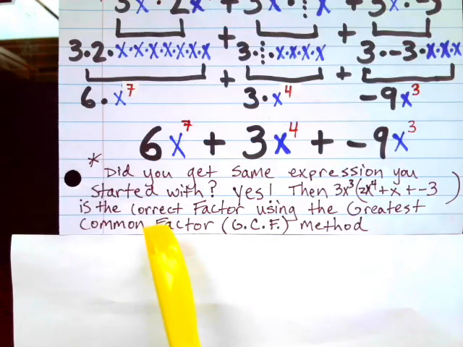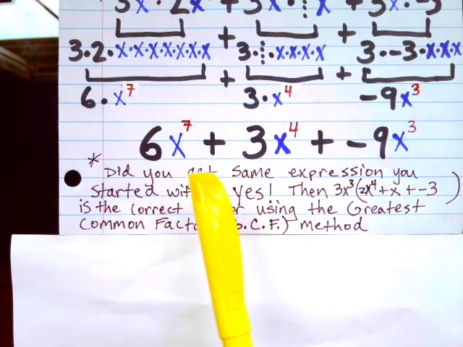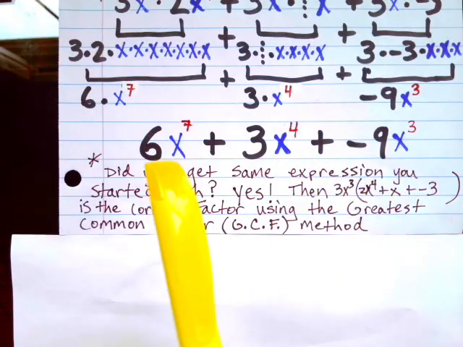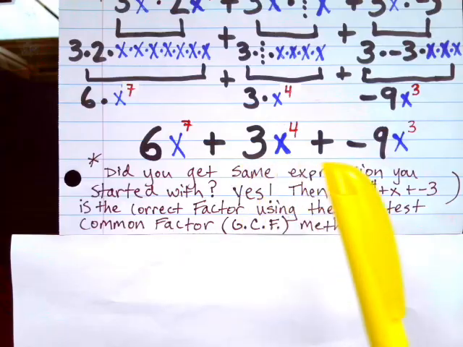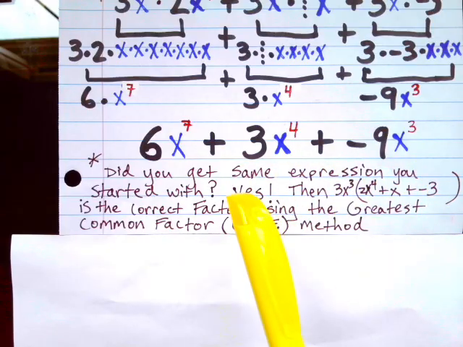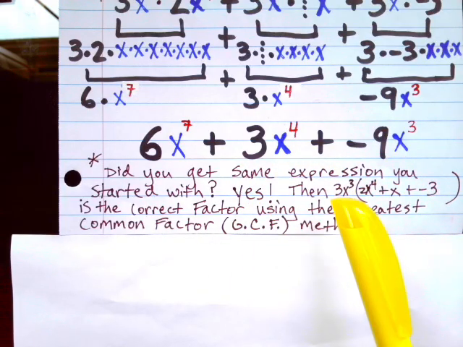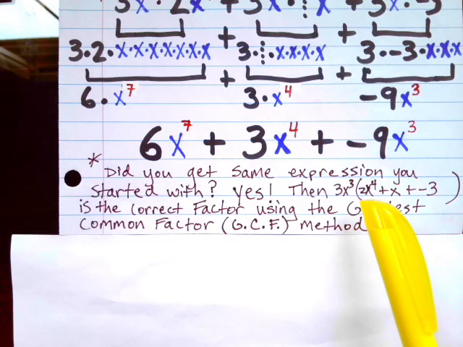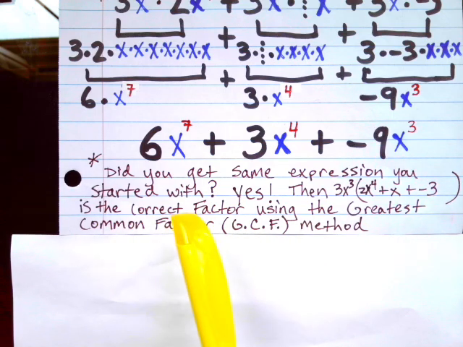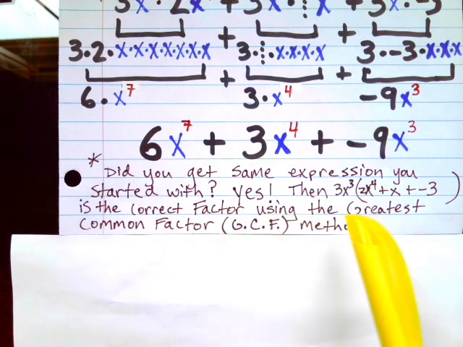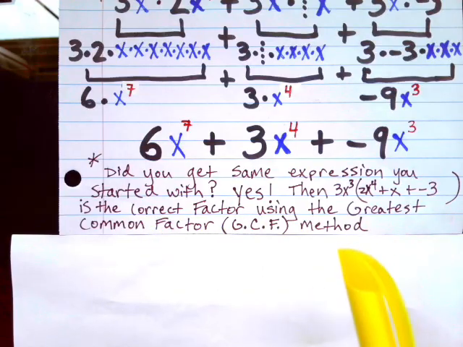We started with the same expression at the very beginning, and we were just checking our factoring. If we end up with the same expression that you began with, then yes, you did the factoring correctly. Then 3x cubed times the quantity of 2x to the 4th power plus x plus a negative 3 is the correct factorization using the greatest common factor method. And so there it is.